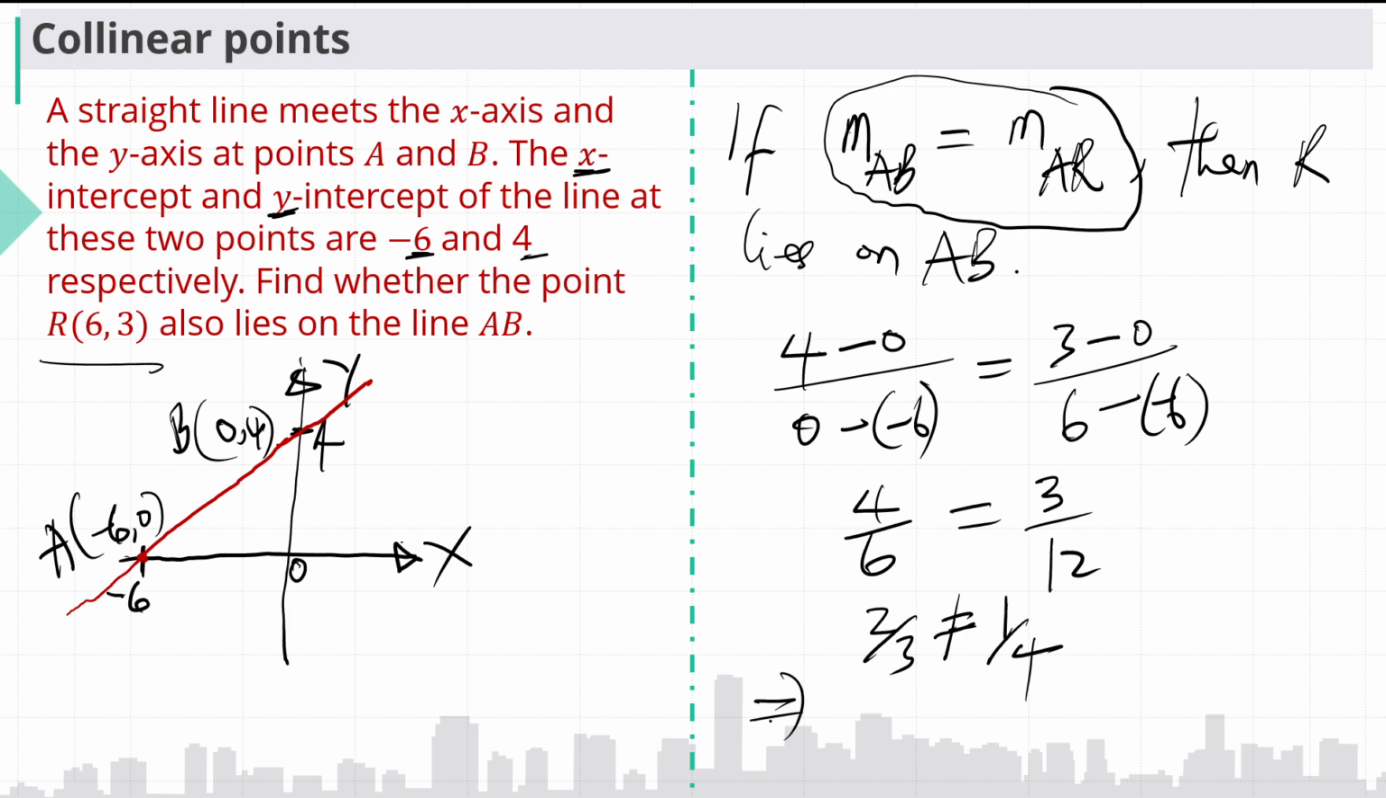So it tells us that the point R does not lie on line AB.